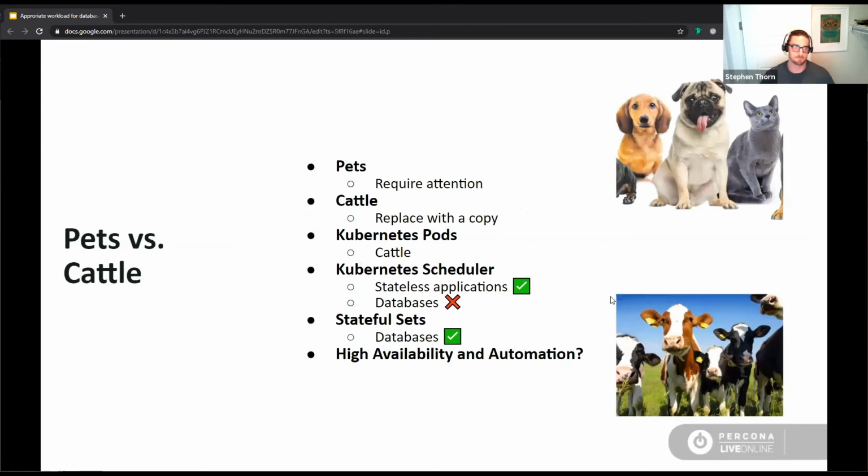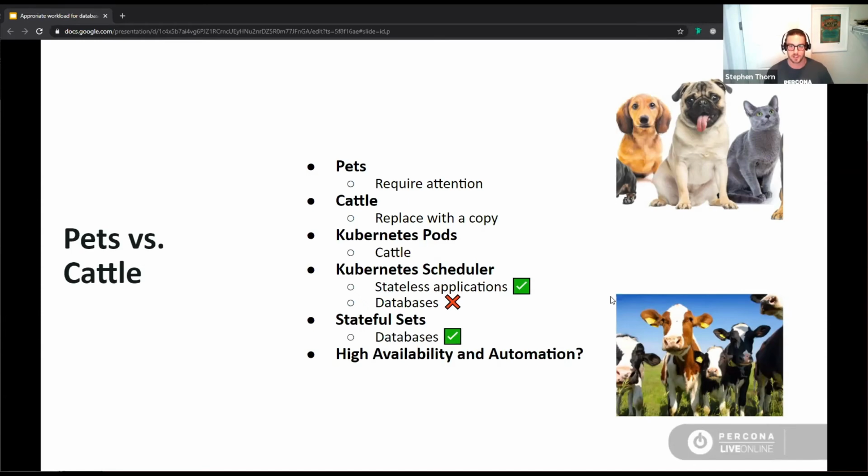All right. So we definitely know we want to have a good time. So how do we do this? So we're going to talk about pets versus cattle. If you're not familiar with this, it's a concept around deployment methodologies in two ways. So you have your traditional unique servers that require a lot of attention when issues arise, kind of like pets. Pets require attention, a lot of care and feeding, especially if there's an issue, compared to the ability to replace a server with a copy if an issue arises.